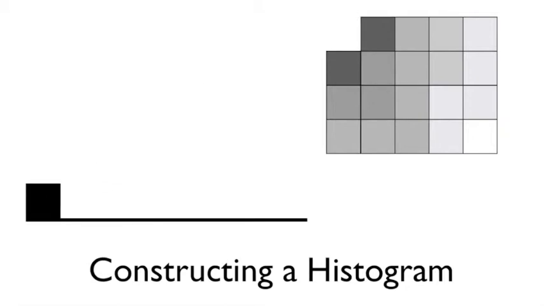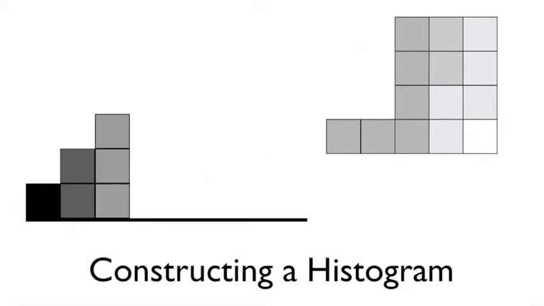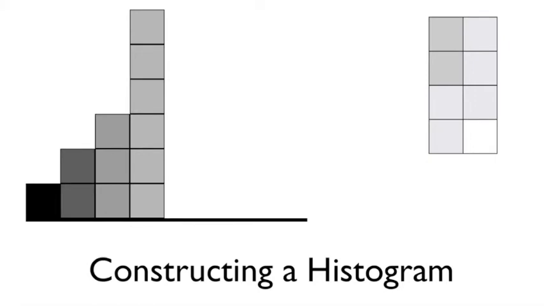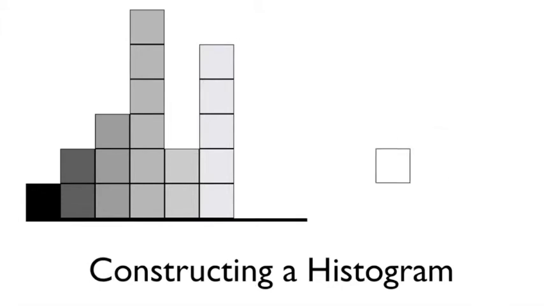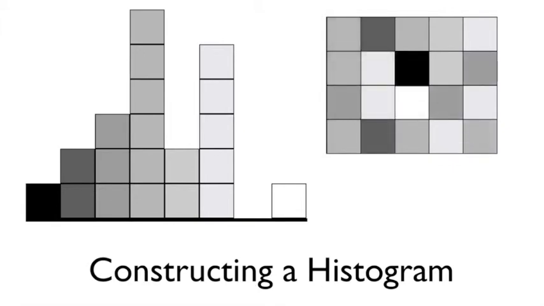We take all the black pixels and stack them to the far left. Then we take those pixels that are nearly black and stack them up. We will continue to do this, stacking ever lighter pixels together, until finally we have the white pixel on the right. The histogram for this image would look like what you see here. Regardless of how those pixels are arranged in the picture, the histogram doesn't change. It just stacks them up from darkest to lightest.